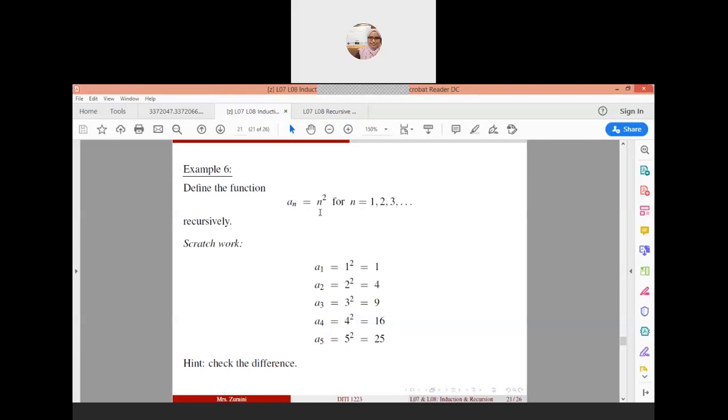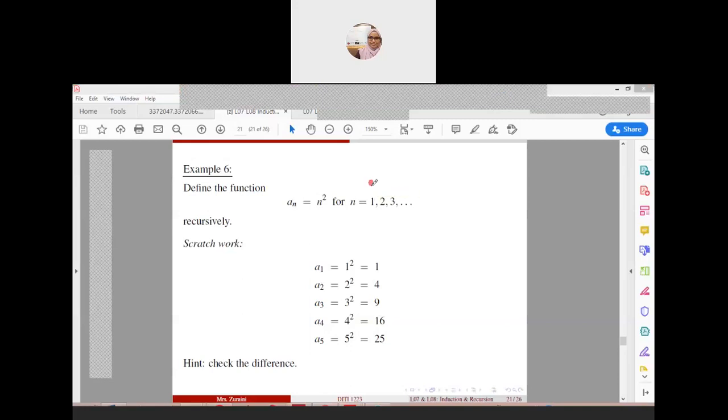Okay, for a_n equal to n square, for n equal to 1, 2, 3. From here we already know that this will become our basis step, which is a1. Here, replace 1. We do not begin with 0 because it is not starting from 0. So for a_n, n here is 1. So a1 is equal to n square, which is 1 power of 2.